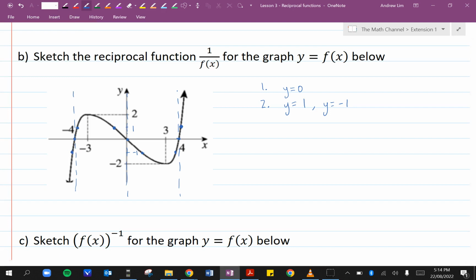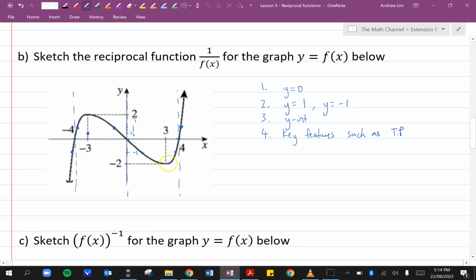Alright, the next thing I'll do is I'll look for the y-intercept. Now the y-intercept here is 0, so I don't really need to worry about that. And then some other key features, such as turning points. So here the turning point has a y value of 2, so that means 2 over 1. So the reciprocal of 2 over 1 is technically half. So at x equals -3, it's going to go through half.